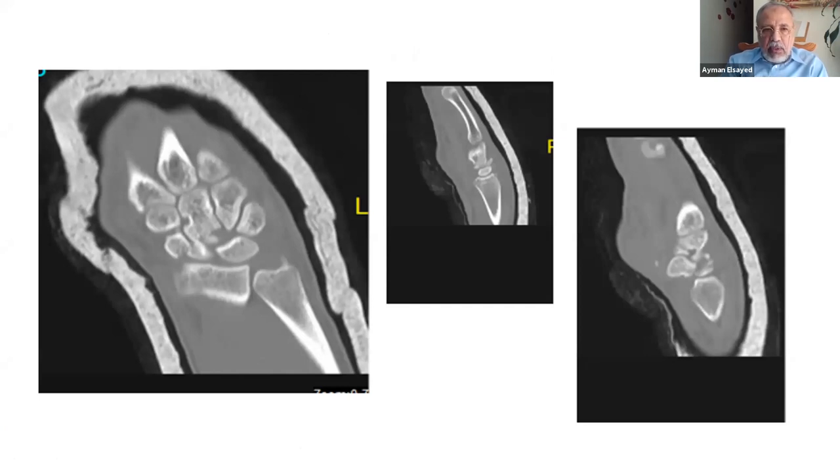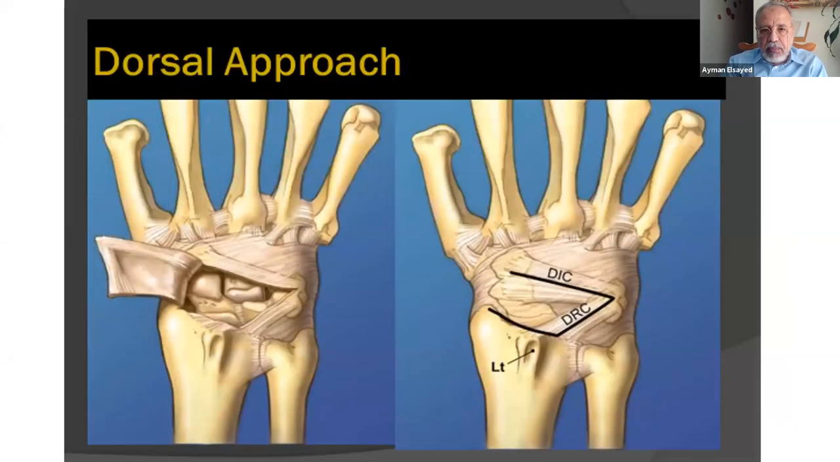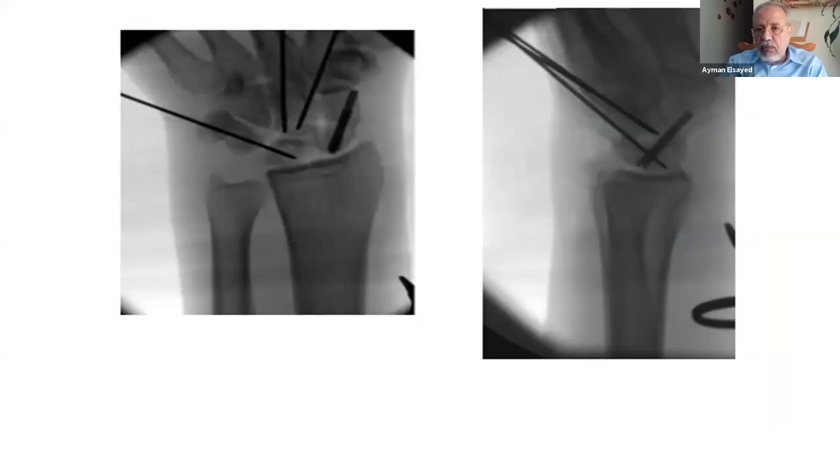We approach it as usual through the posterior approach, which is the Mayo approach, which can show you most of the carpal bones dorsally, taking care to leave part of the dorsal intercarpal ligament and dorsal radiocarpal ligament for repair later and for function. And this is what we have done. We fixed the scaphoid with a screw, and the capitate we fixed with 2 K wires since the proximal fragment is very small.